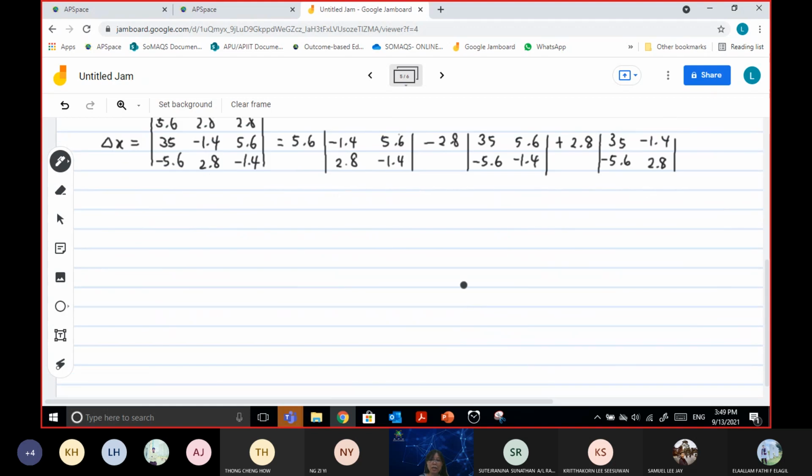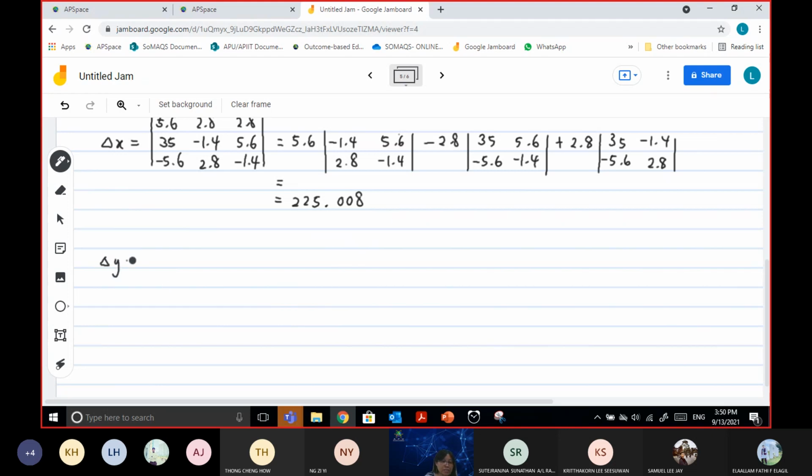Okay, so calculate the values. Next, what are the answers here? Anyone have the answer? 225.008. Okay, yes, correct. Thank you. So this is the determinant for the x.